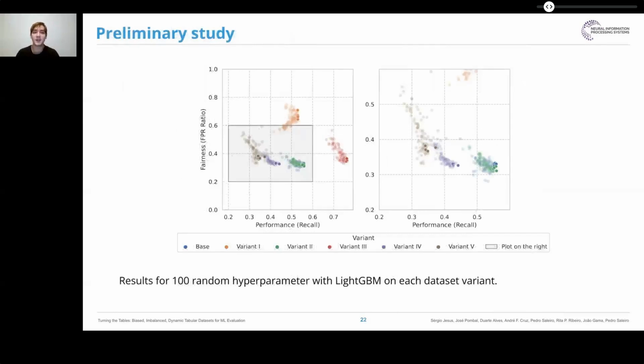We kickstarted the studies on this dataset by running an experiment with LightGBM models. For each variant, we ran a total of 100 models. We can already observe that the behaviors are very dependent on the variants that we tested on, and the best models in one variant are not necessarily the best models in another variant.